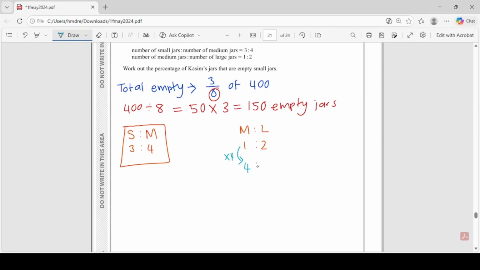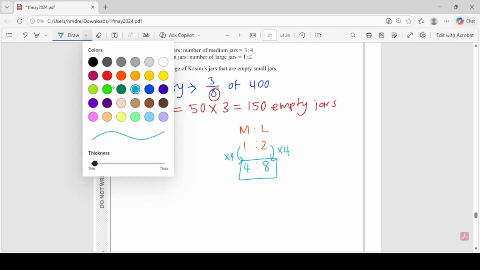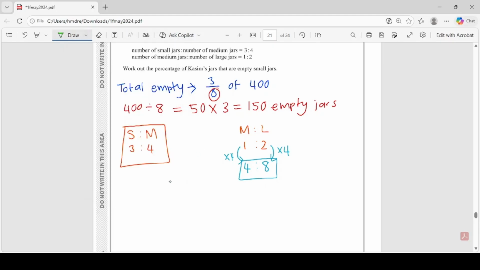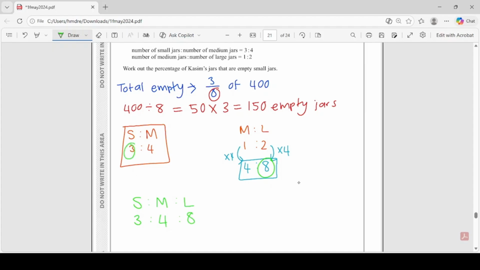So that is going to be 4 medium. And then if it's an equivalent ratio, you just do the same to both sides. So I'm going to times this by 4. So 2 times 4 is 8. Because then I have the medium is the same for both of them. So I can rewrite my ratio with all of them and say my small jars to my medium jars to my large jars is a ratio of 3 to 4 for medium and 8 large. Okay, so that is my ratio for all of them.